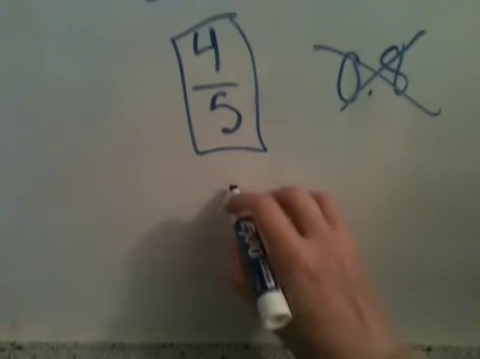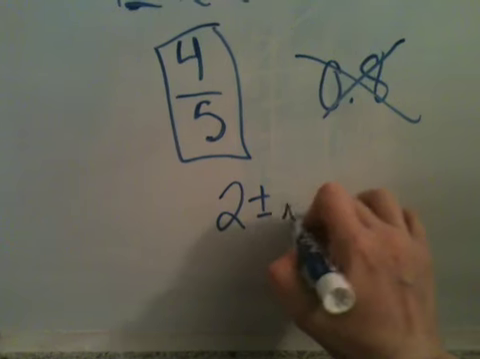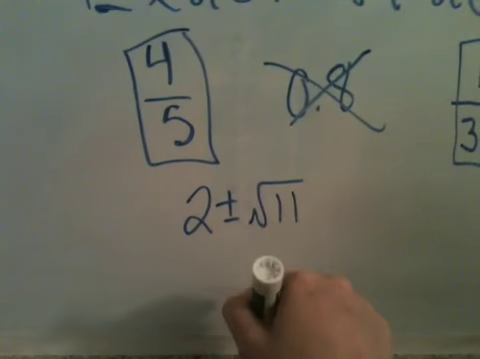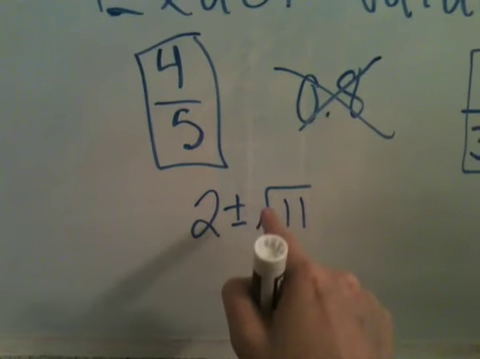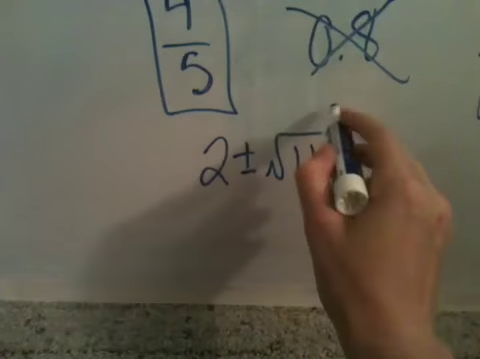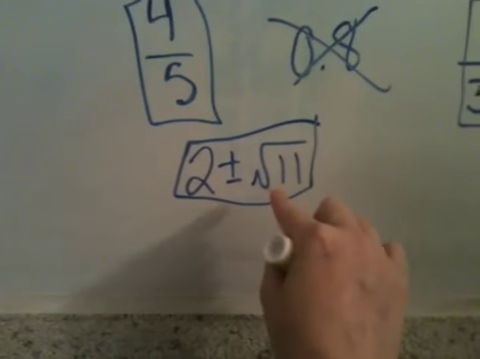The other thing is if I'm using the quadratic formula to solve something and I get something like 2 plus or minus the square root of 11, this is an exact value. The decimals you get from this are not. You have to round when you write down that answer. So this is an exact value. The decimal approximation of that would not be.